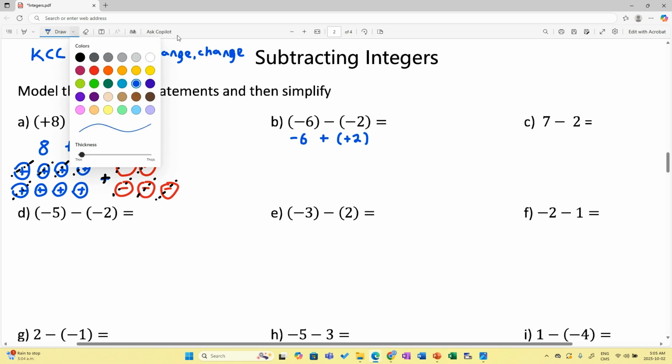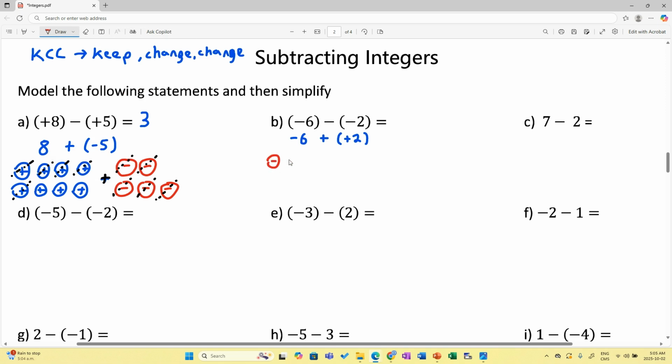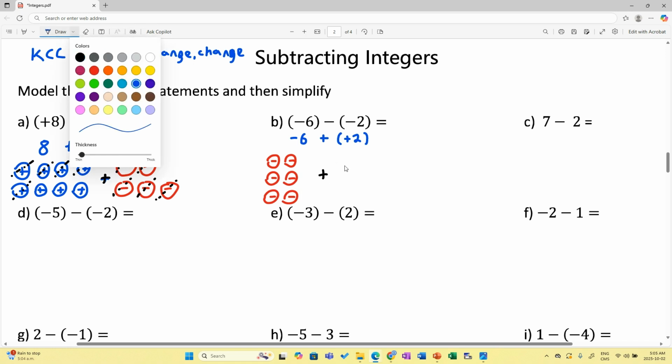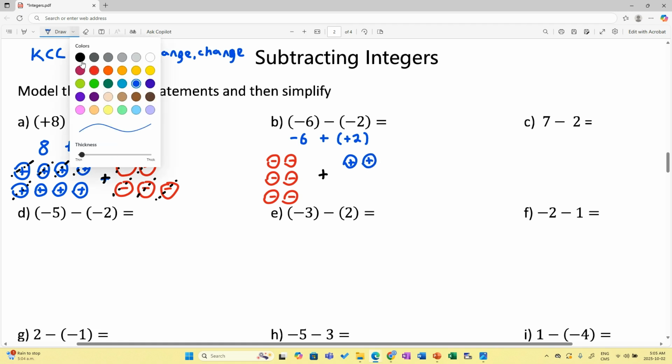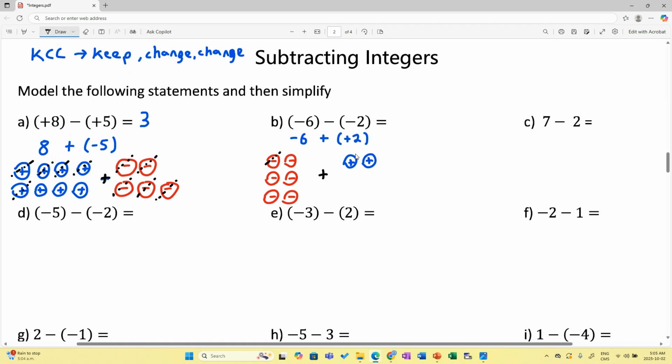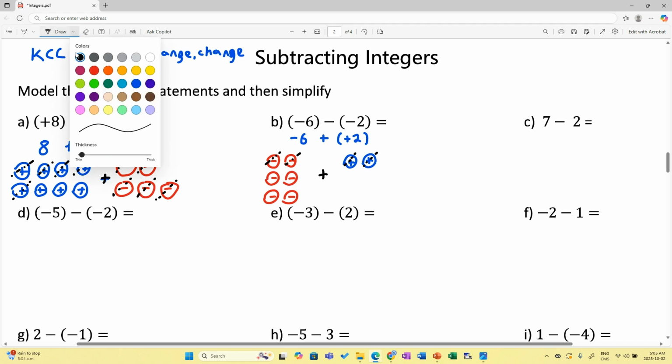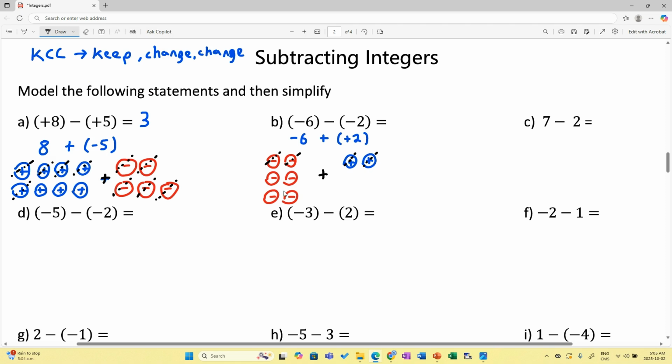So in this case, I do the same thing. I draw out my circles, just like for adding. I have 6 negative circles. And I'm simply going to add that to 2 positive circles. And each positive cancels out with a negative. So in this case, what I have left is actually just 4 negatives. So my final answer should be negative 4. So negative 6 plus positive 2 is negative 4.